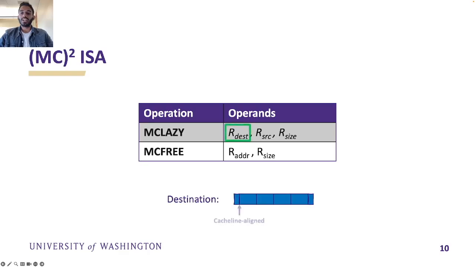The first constraint is that the destination buffer address must be cache line aligned. This is because memory accesses occur at a cache line granularity, and lazy copies on partial cache lines would make the hardware overly complex. The second restriction is that the copy size must be a multiple of the cache line size for the same reason of avoiding partial cache line copies.